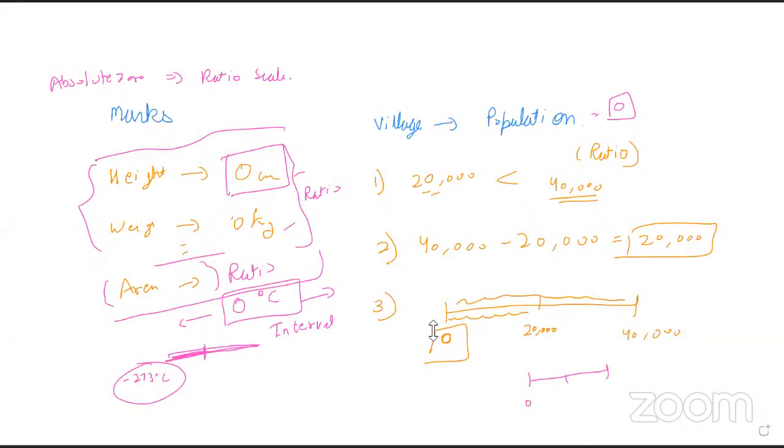Just like if anyone says I have a bag of 0 kg, then it means that there is no weight in the bag, right? Absence of weight for that bag. And it cannot go below 0 as well. So that is the absolute 0. Got it.